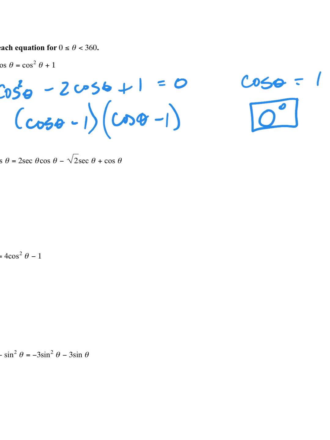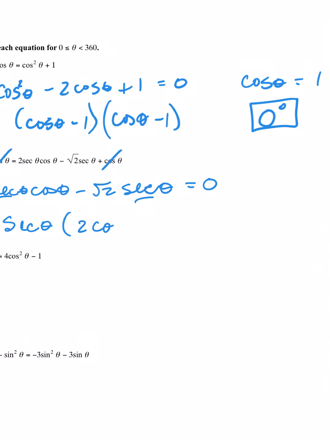So here I notice that we have a cosine of theta on either side, so if we just subtract cosine of theta from both sides, they're gone. Remember, you can't divide to get rid of something, but you can subtract to get rid of something. So now I have 2 secant of theta cosine of theta minus root 2 secant of theta equals 0. And I see that it has a secant in common, so I'm going to pull the secant of theta out. And I have 2 cosine of theta minus root 2 equals 0.